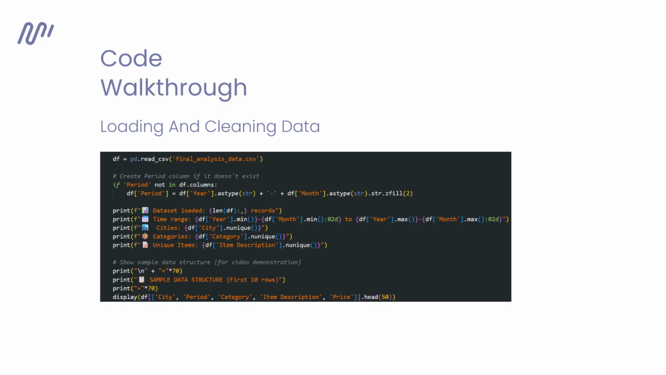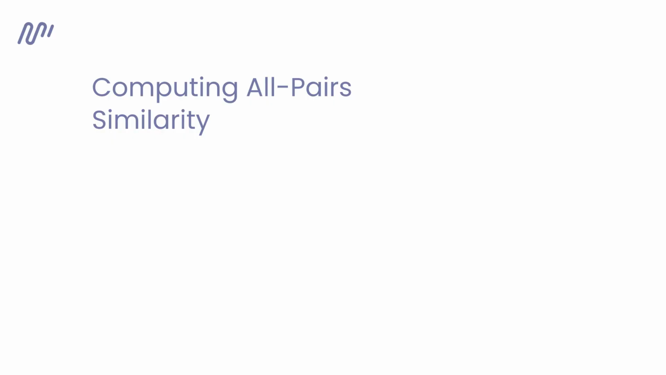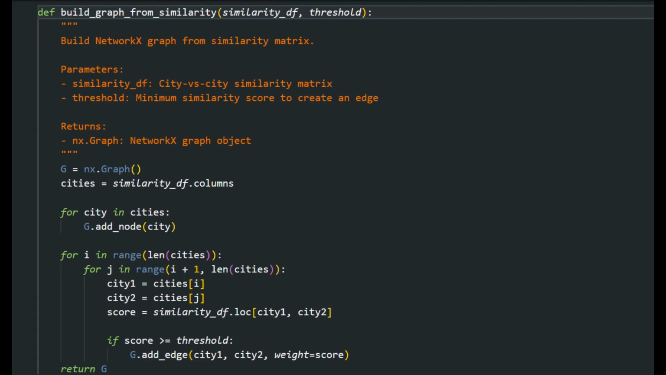We start by loading the clean dataset with pandas. Our data contains 26,767 records. We create a period column combining year and month for temporal analysis. For computing all-pair similarity, our function build_graph_from_similarity takes filtered data, creates a city-by-item pivot table, normalizes per item, then computes cosine similarity for all city pairs and builds a NetworkX graph with edges where similarity is greater than the threshold.